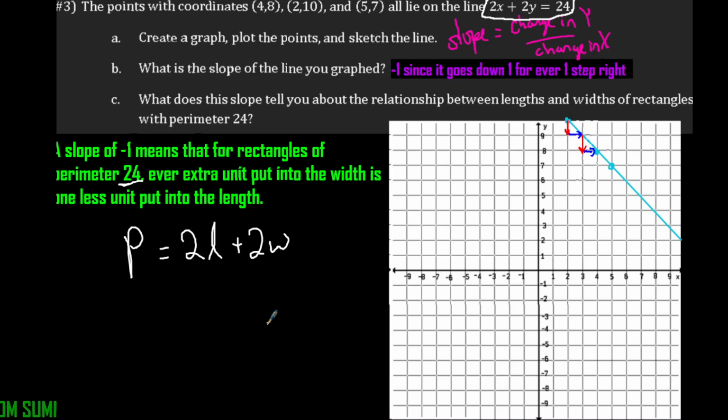So it says a slope of -1 means that for rectangles of perimeter 24, every extra unit put into the width is one less unit put into the length. So there's a correlation between those two. So you have to make sure that you're saying that one side is going to be longer than the other.